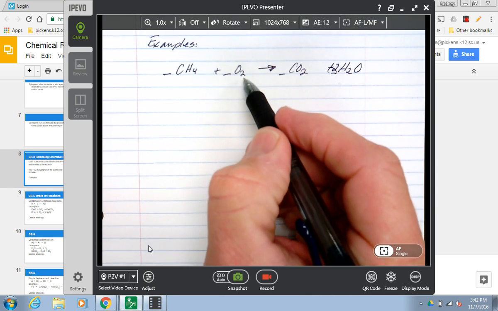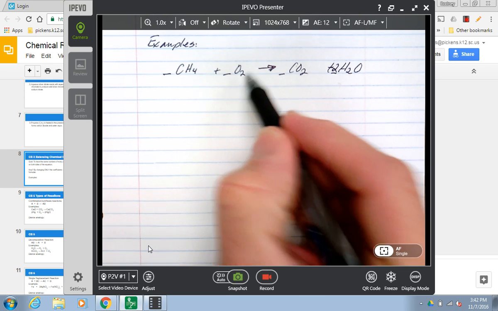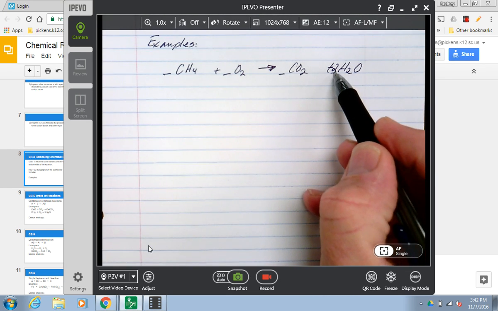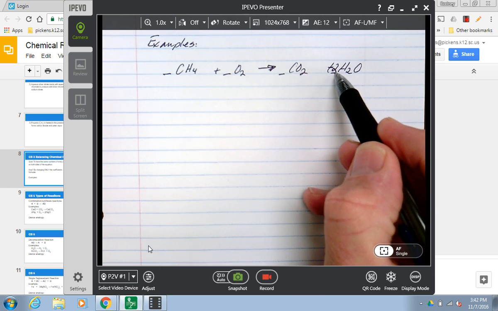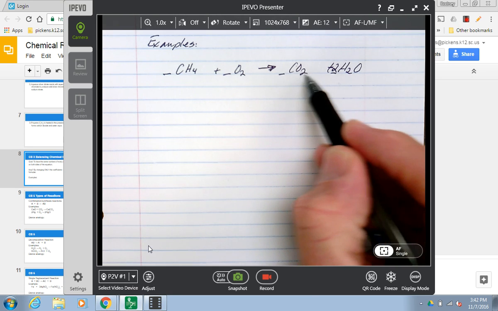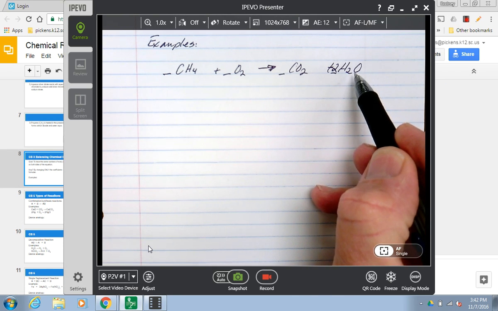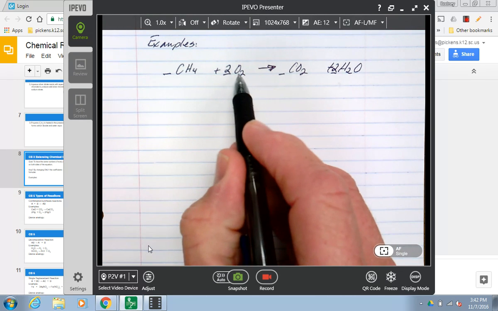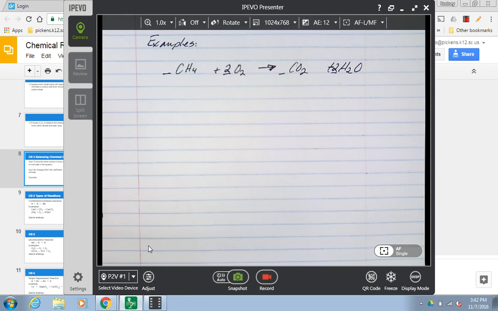Now we're going to take a look at our oxygen. We have 2 here. On the right-hand side, we have 2 of them in this compound, plus we have 2 times 1. These multiply, so the 2 times 1 gives you 2 oxygens in this compound. So 2 and 2 makes 4 on the right side, 4 oxygens. So what we're going to do is multiply by 2 on the left. 2 times 2 gives me 4 oxygens.